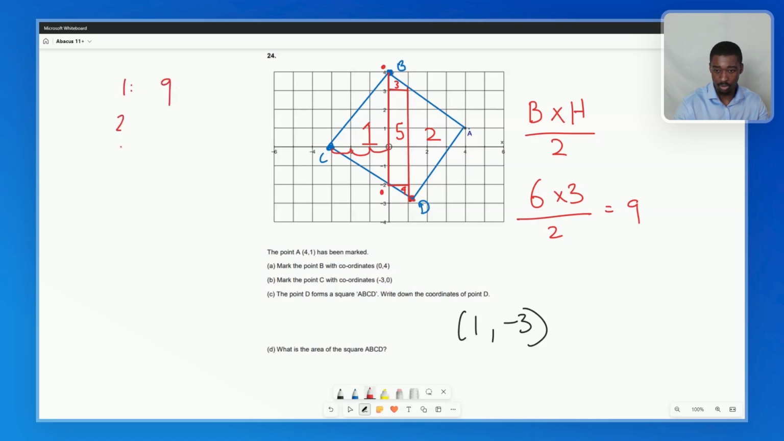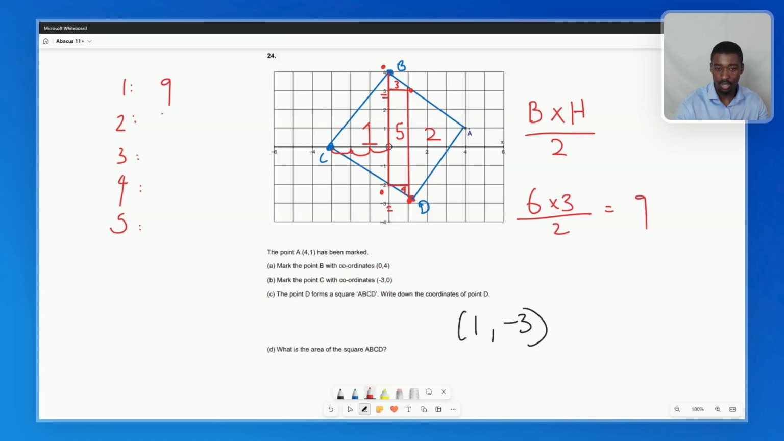9. So we have 1, 2, 3, 4, 5. 1 is 9. Then we have 2. Well, for 2, what's our base? Well, now we're going from this coordinate, so 3, all the way down to this coordinate, so minus 3. So again, it's going to be 6 times the height, 1, 2, 3, over 2. So same thing, 9.